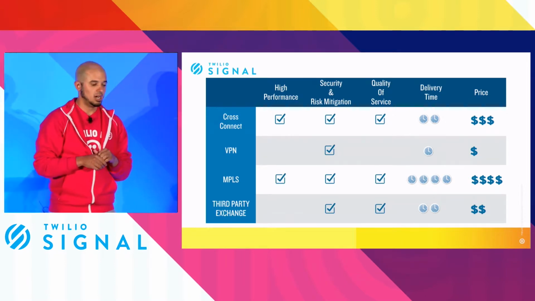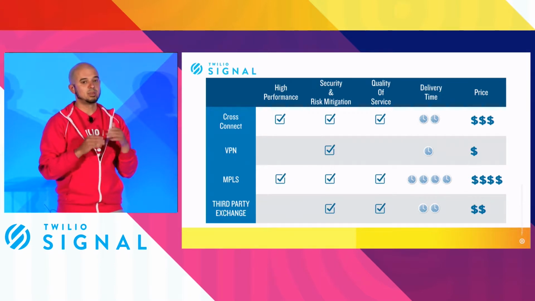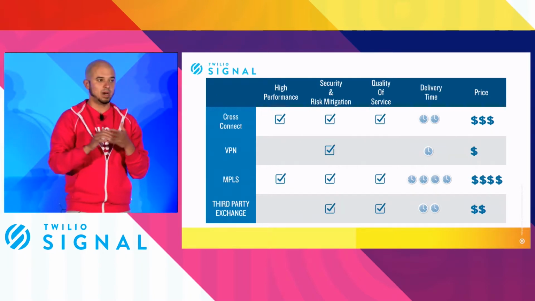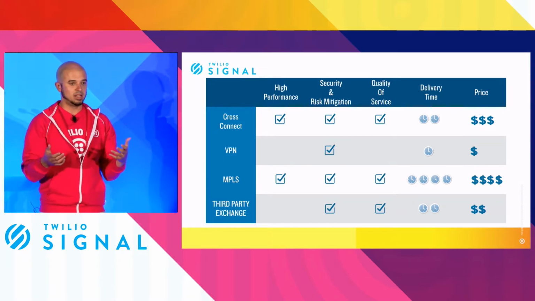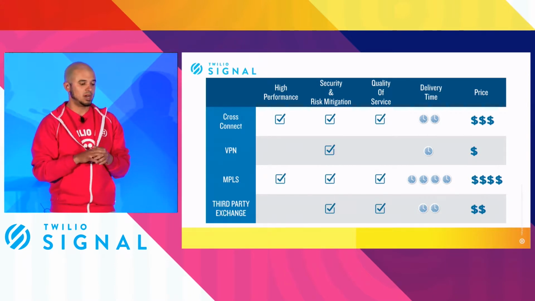Yep. So MPLS, like we talked about, it does check all the boxes. MPLS is a very rock-solid technology. It's been around for a very, very long time. Used by a lot of banks, highly regulated industries. Yep. They have an MPLS network with Verizon or CenturyLink, so you do get all of the checkboxes there.